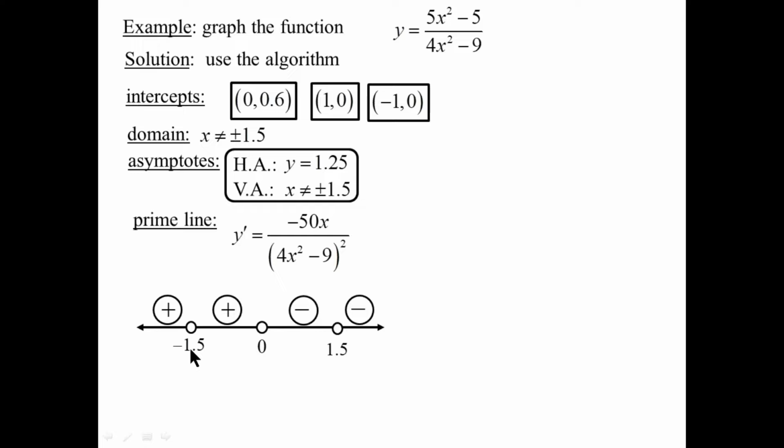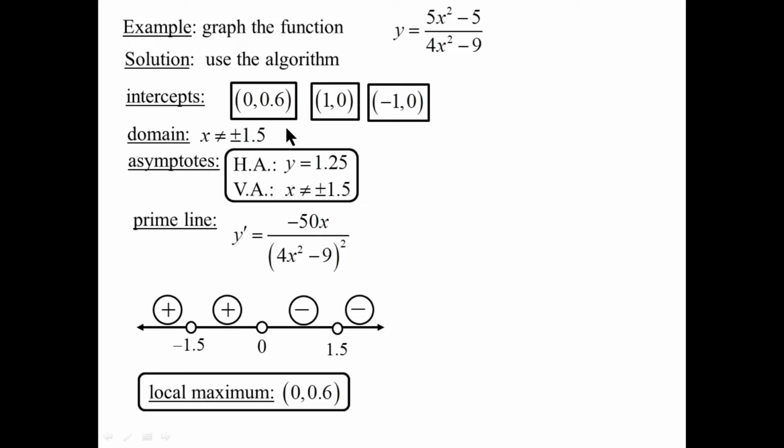Understanding that the plus or minus 1.5 are asymptotes, we've only found one point of interest here. It's a maximum when x equals 0. And we can look up here and see, there it is there, x equals 0 and 0.6. We've already found this point, but now we know that that point is a local maximum from the prime line. Putting it in a box, of course, because everything that goes in the box is going onto the grid, onto the graph.